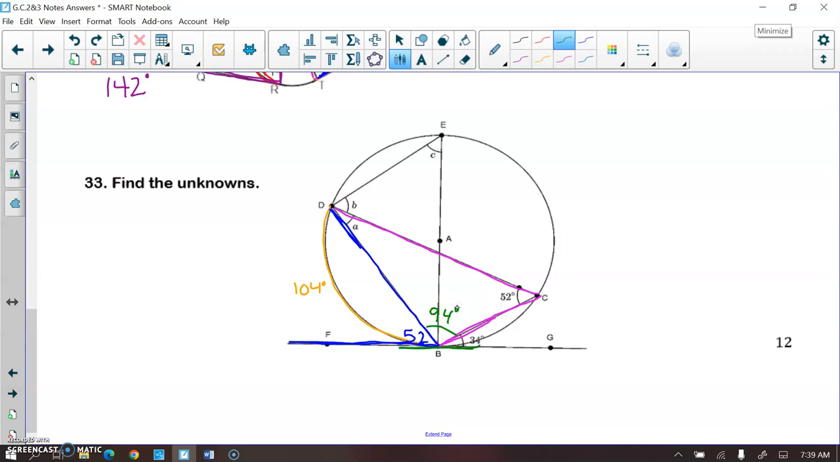Well, this is a triangle, and a triangle adds to 180. So if I do 180 minus 94 minus 52, I get that angle A is 34 degrees.